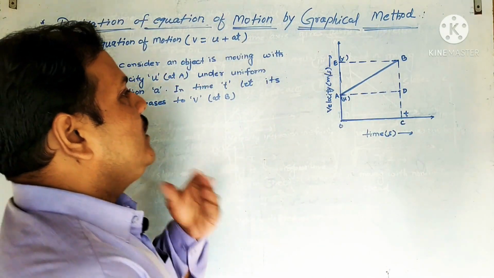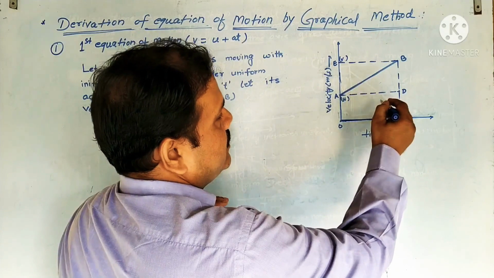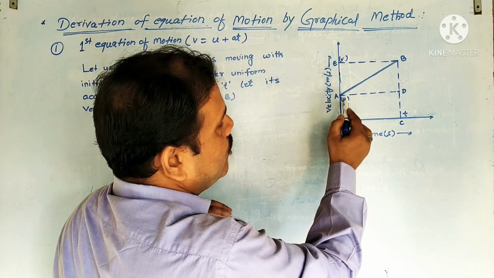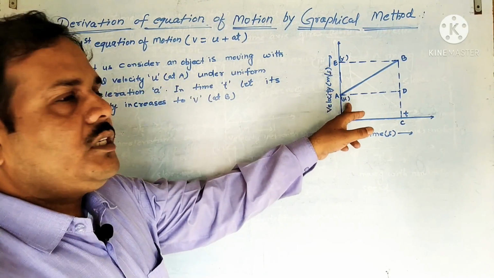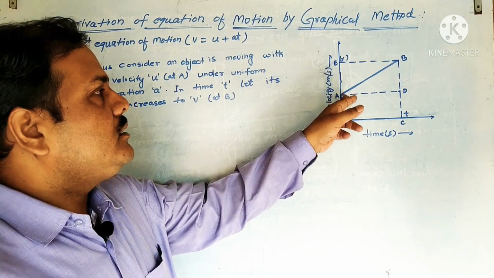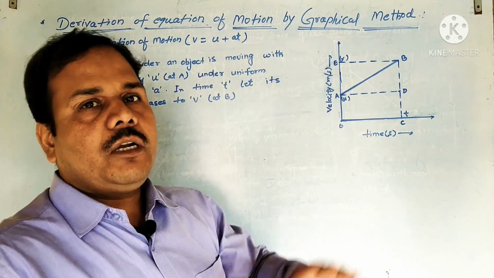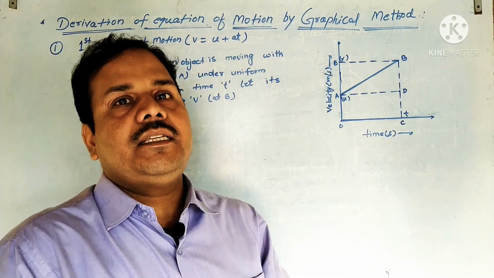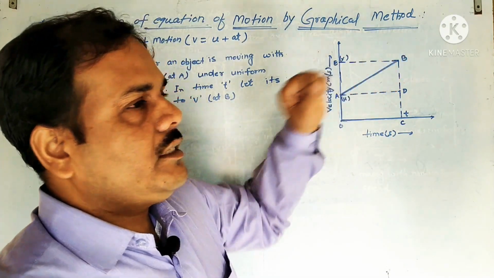Okay, children. Whatever data you get, when you draw the graph you will get it like this. For this first equation of motion, suppose an object is moving with initial velocity u. That means it is at point A. Suppose it is moving at 5 meter per second, we mark that at a particular point. In time t, suppose after 10 seconds, its velocity increases from 5 to 10 or 20 meter per second, gradually increasing, so the graph will be like this definitely. Okay.